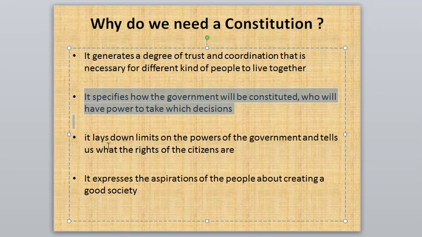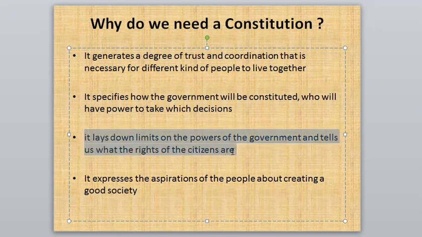Next, very important, it lays down the limits on the power of the government and tells us what the rights of citizens are. It limits the power of the government. That means that if we choose a government, this constitution limits the power of that government to become autocratic or despotic.